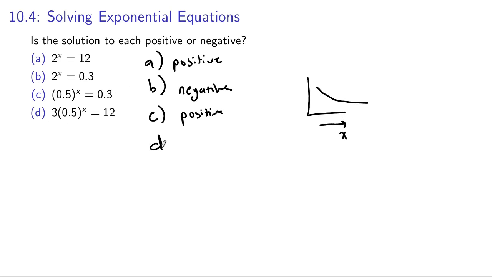And then D, we have 3 as our initial, and now we're talking about 12, so we have more than we started with, but we have decay. This is less than 1, which means x has to be negative.